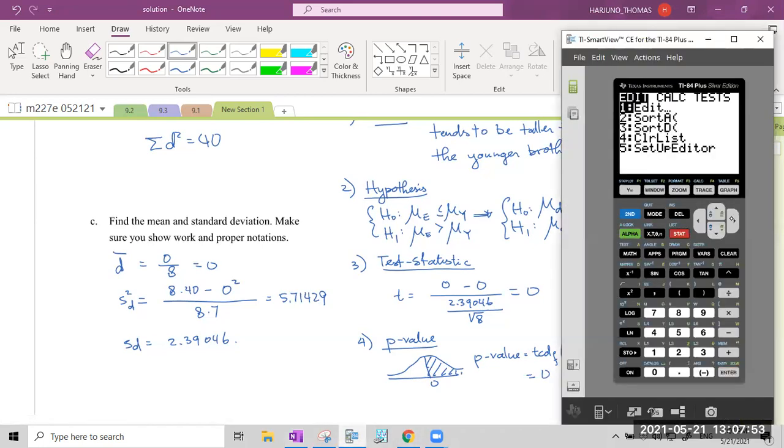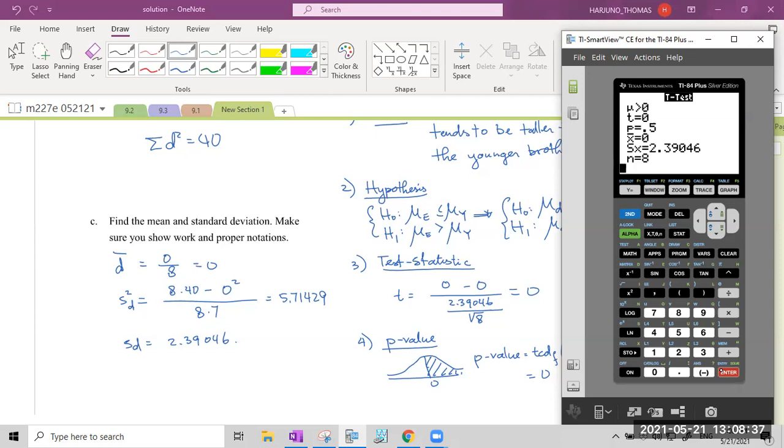You know what? Let's check stats, test statistic, T-test, input data, the stats there. Mu naught is 0. The X bar is also 0. Sample standard deviation is 2.390446. And we want greater than 0, so that one is correct. Calculate. See?